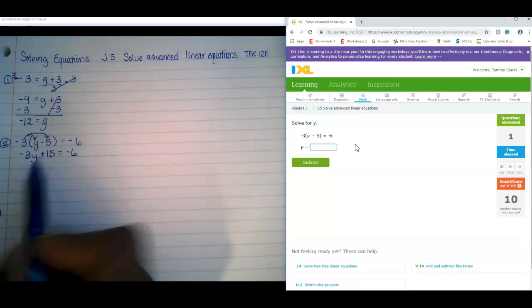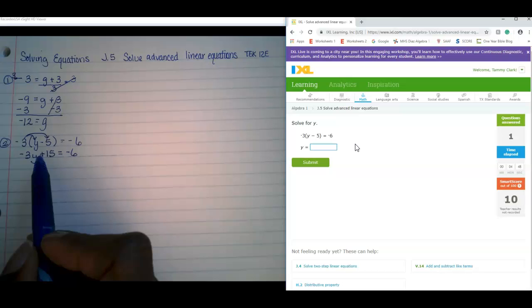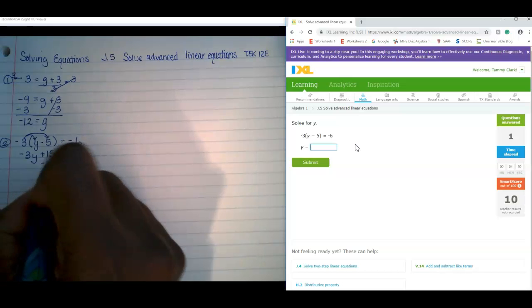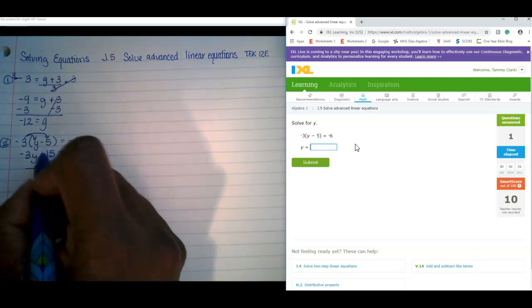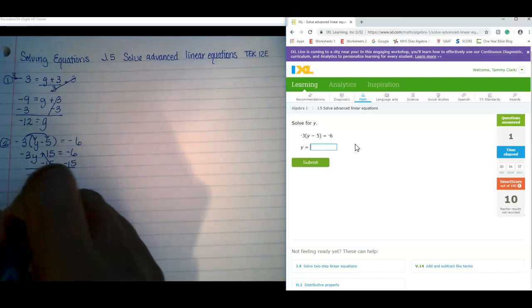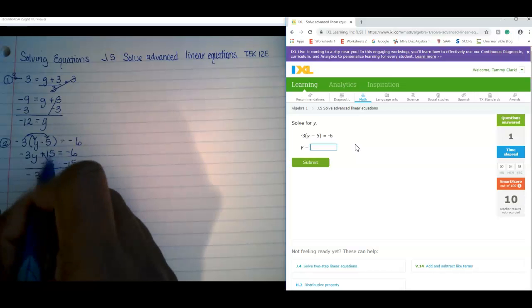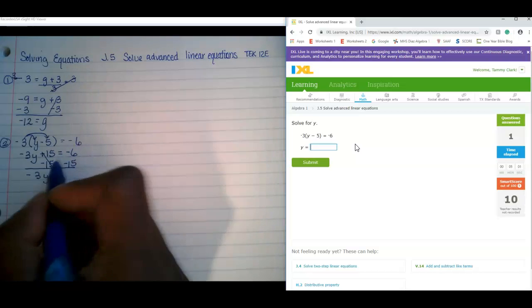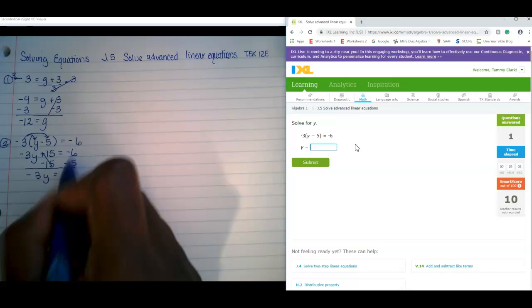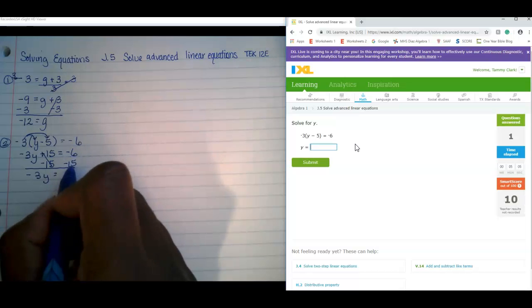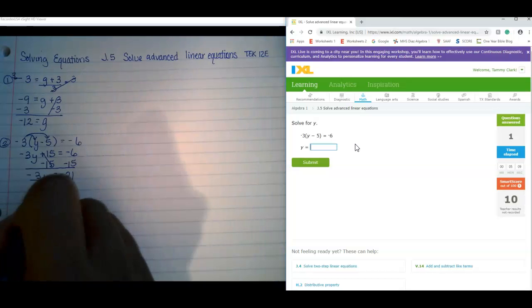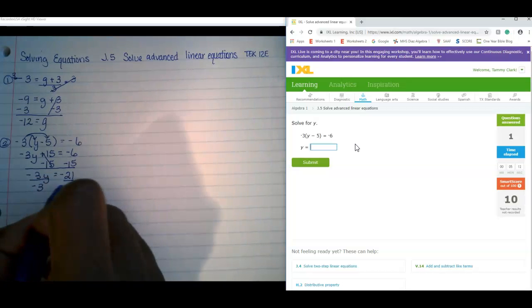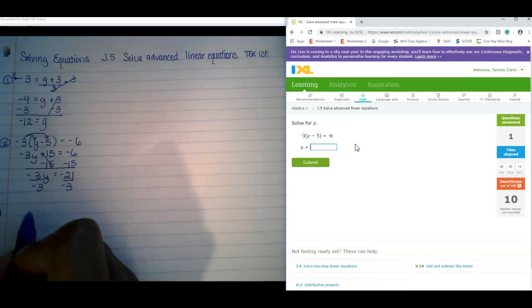So again, we want to isolate y, so we're going to begin with subtracting 15 from both sides of the equation, or both sides of the equal sign. So we have -3y, 15 minus 15 eliminates, and we have -6 minus 15. They're on the same team, so we're going to add them together. Gives us -21. We're going to divide by -3 on both sides of the equation.